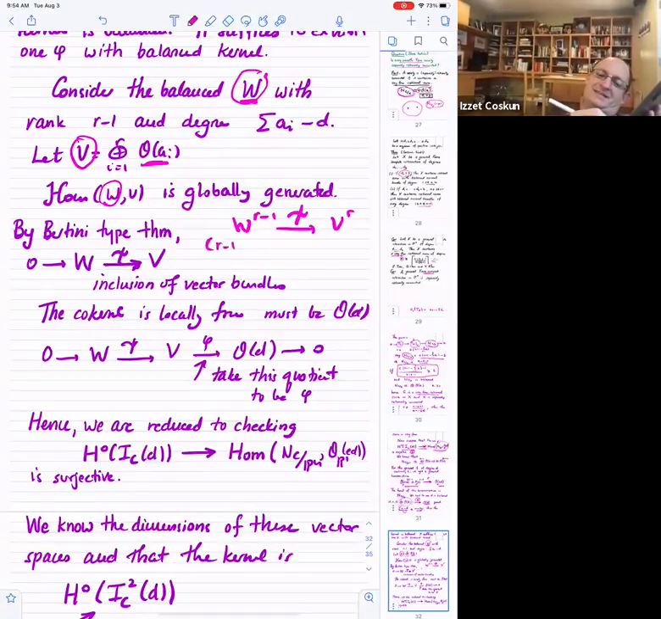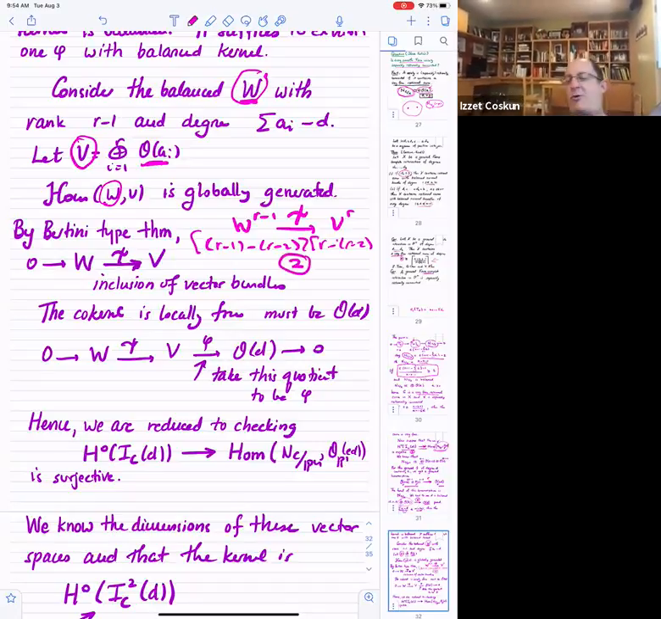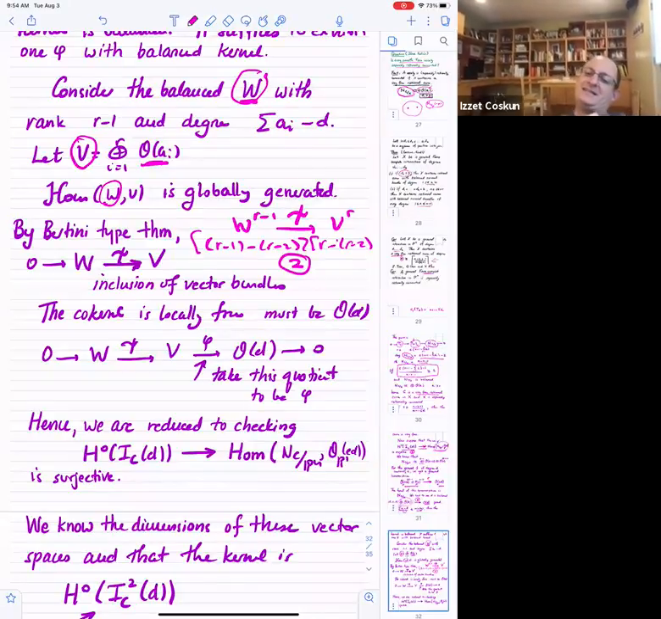This is a special case. R minus 1 minus R minus 2 times R minus 2. So it drops rank in codimension 2. But because we are on P1, it means that this map never drops rank. So that's sort of the Bertini type theorem.